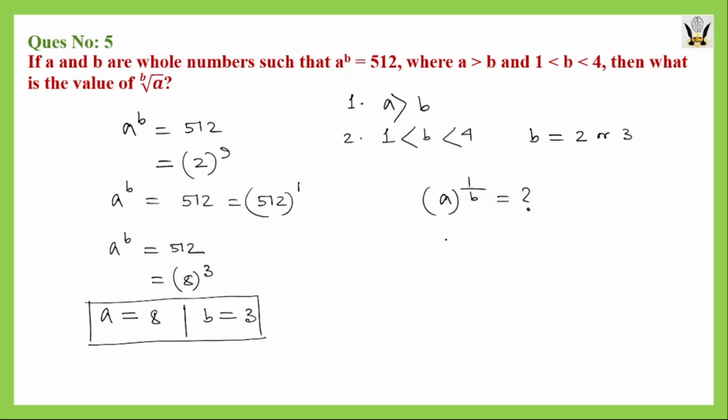Now we need to find a to the power 1 by b. Now a is 8 and b is 3, so the power is 1 by 3, and 8 we know can be written as 2 cubed, and then to the power 1 by 3. This 3 and this 3 will cancel each other, and the final value will be 2.